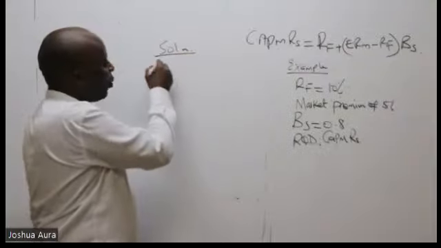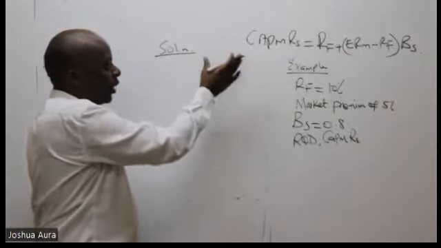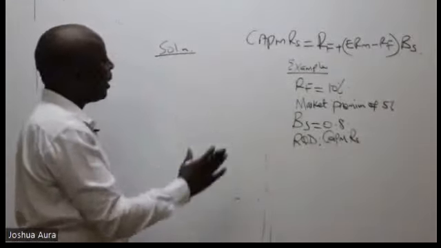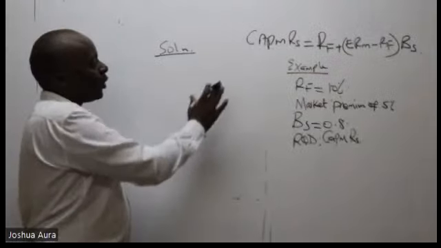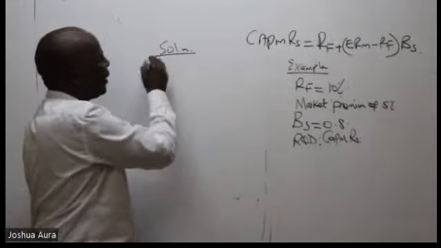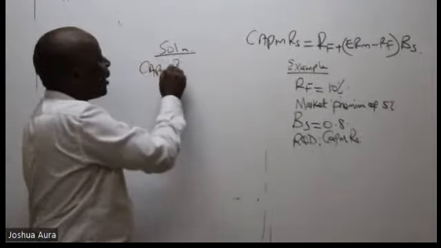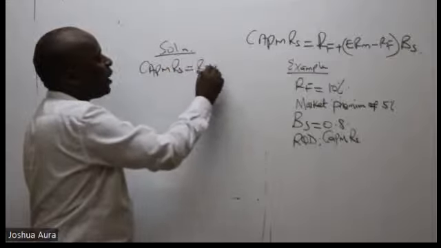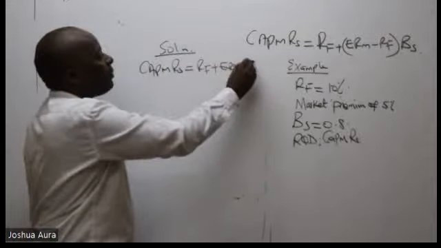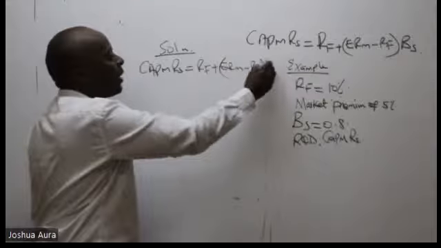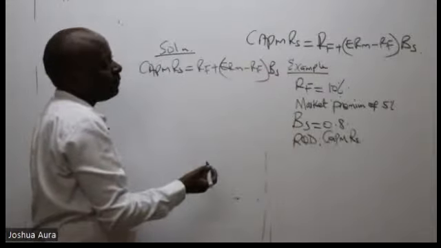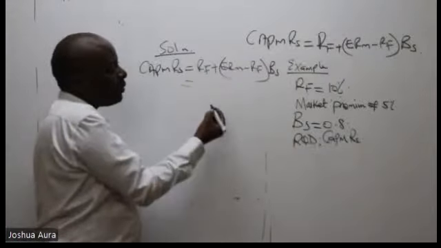So we know the formula, and this is something that we would want to have at the back of our mind throughout. We can't go to an exam without knowing the CAPM formula. So CAPM returns will be equal to risk-free plus expected returns of the market minus risk-free, multiplied by beta of a security. The risk-free has already been provided.